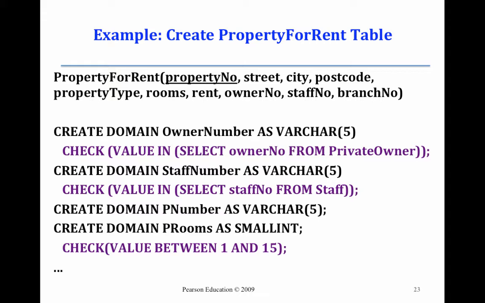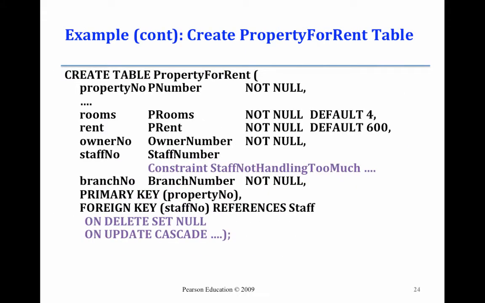Then we create a property number that's a varchar 5. We want to ensure that the number of rooms is between 1 and 15, and we use a small int for this because that would save storage. And then here's the declaration.